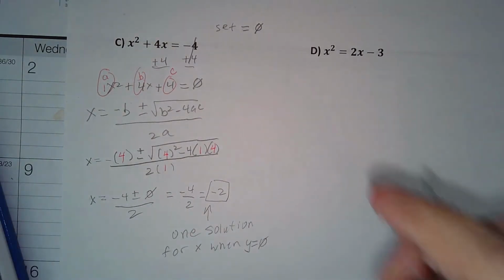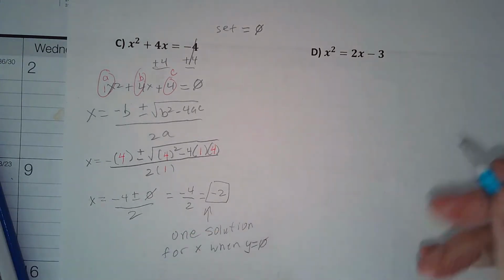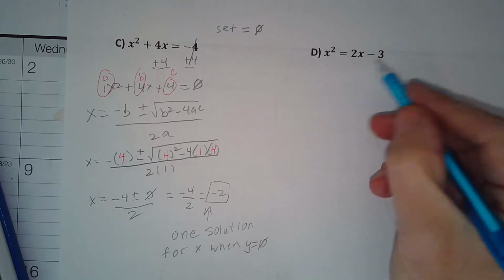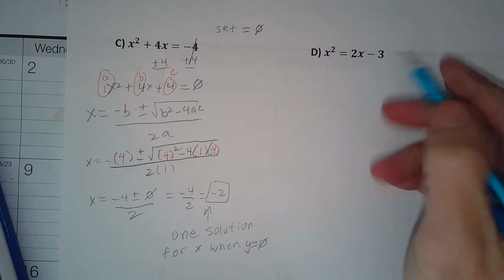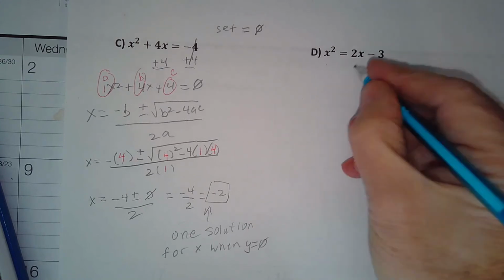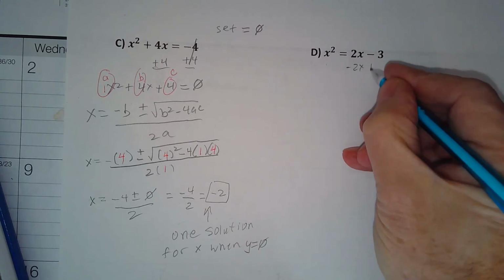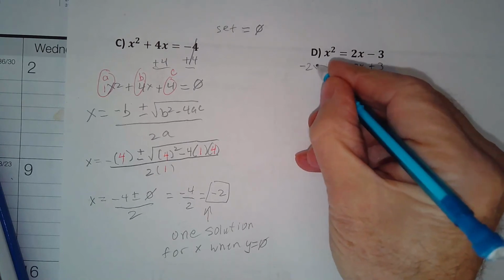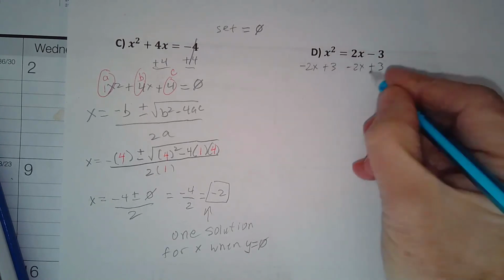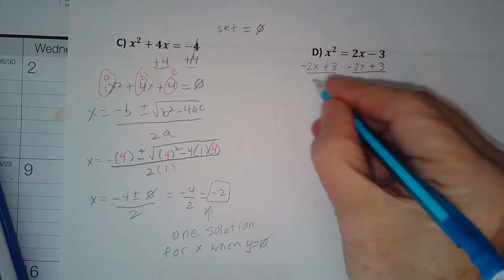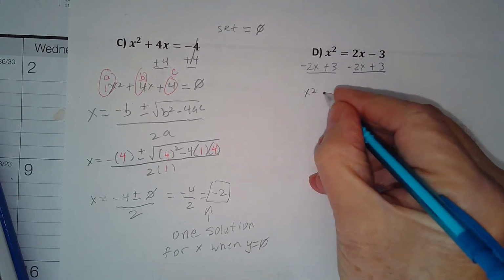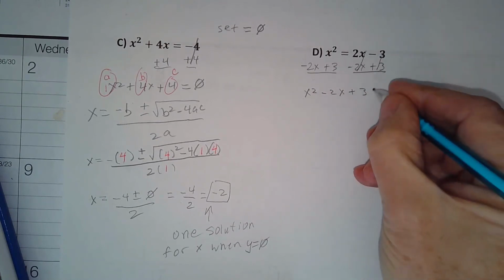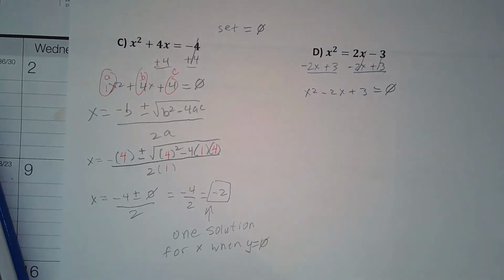So the last problem, we have, well, now we've got the x squared all by itself, but we need to get the 2x and the negative 3 there and set it to equal 0. So what do we have to do? We have to subtract 2x, and we have to add 3. We have to do the opposite, but we have to do it to both sides. So subtract 2x and add 3. So over here, we end up with x squared minus 2x plus 3, and then this goes away, so this is 0.